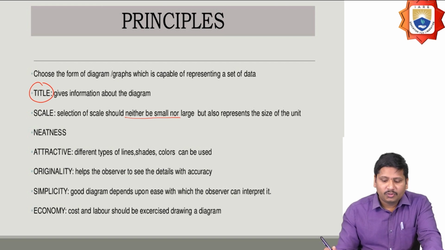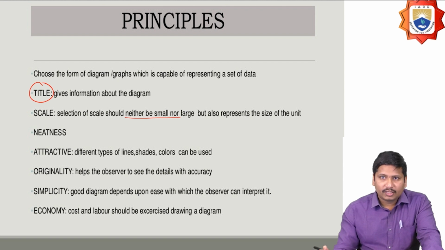So different types of lines, shades and colors can be used, and originality should also help the observer to see the details of the accuracy. Simplicity means a good diagram depends upon the ease with which an observer can interpret it. And economy means the cost and labor should be minimized through a diagram. So these are the various principles.